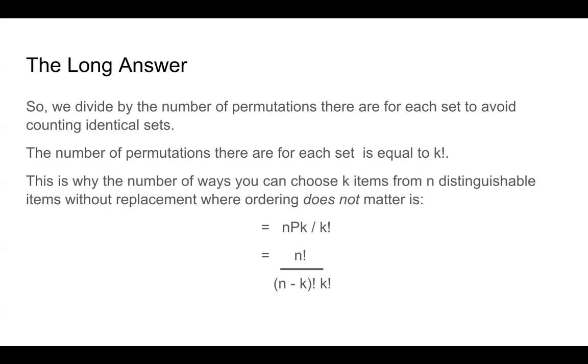This is why the number of ways you can choose k items from n distinguishable items without replacement, where ordering does not matter, is nPk divided by k factorial, or n factorial divided by (n minus k) factorial, divided by k factorial.